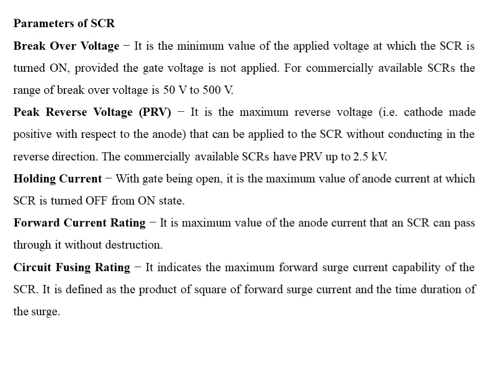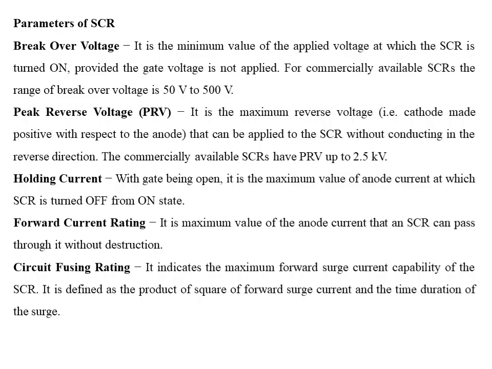Parameters of SCR. Breakover voltage. It is the minimum value of the applied voltage at which the SCR is turned on, provided the gate voltage is not applied. For commercially available SCRs, the range of breakover voltage is 50 volts to 500 volts. Peak reverse voltage. It is the maximum reverse voltage that can be applied to the SCR without conducting in the reverse direction. Commercially available SCRs have peak reverse voltage up to 2.5 kV.